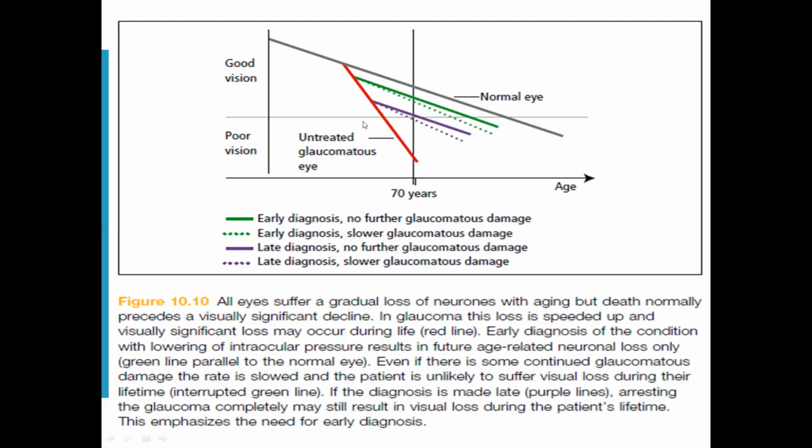So basically this is just a diagram showing the progression of glaucoma. If there is early diagnosis and no further glaucomatous damage, the way you lose your vision is quite similar to the normal eye, as you can see here. With late diagnosis, the progression will be similar to a normal eye, however, since it starts at a lower level, you lose more vision. Then if you have an untreated glaucomatous eye, you can see how fast it progresses. So by the age of 70, most likely you won't even be able to see anything.